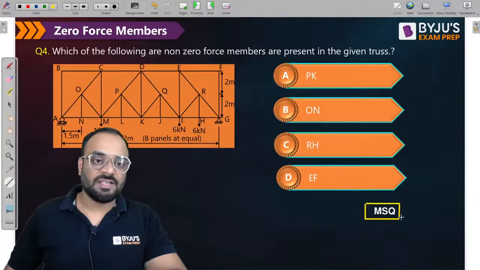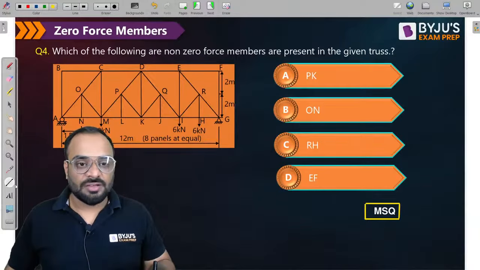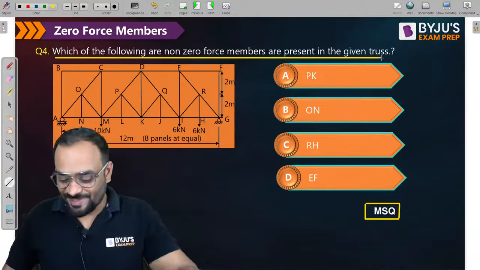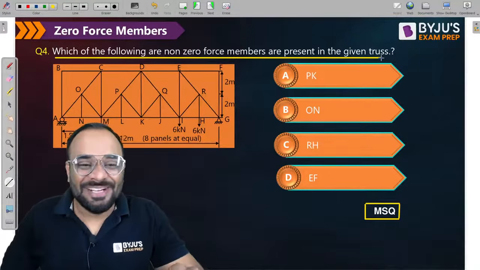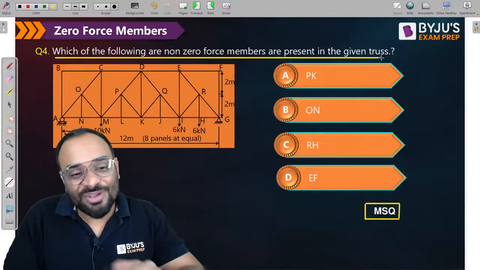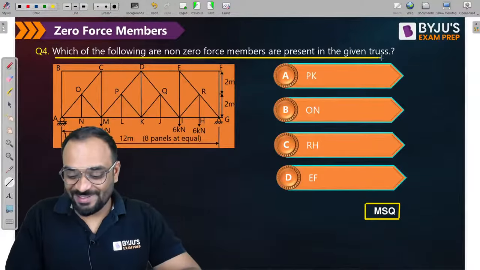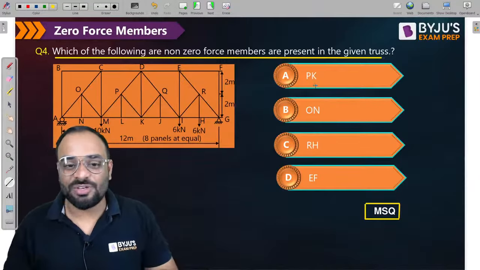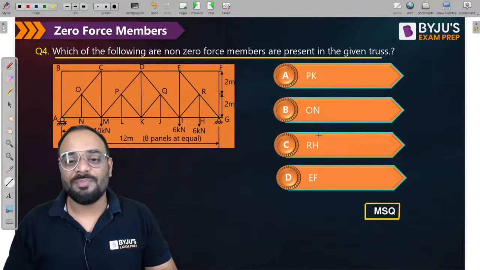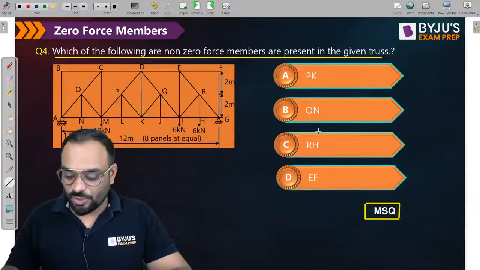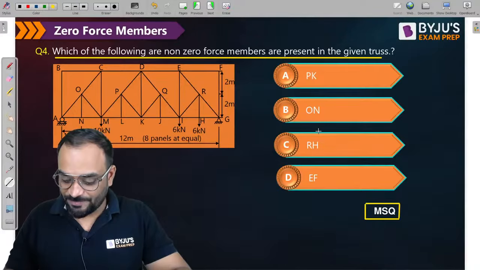Kindly see the question. Which of the following are non-zero force members? Now this is the different one. You need to tell me non-zero force members, not zero force members. So kindly see the options first and check it out. Which member will have force? That you have to solve. Do it, guys, and let me know the answer quickly.